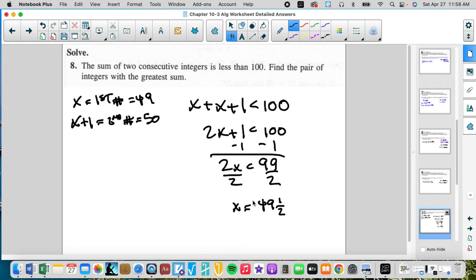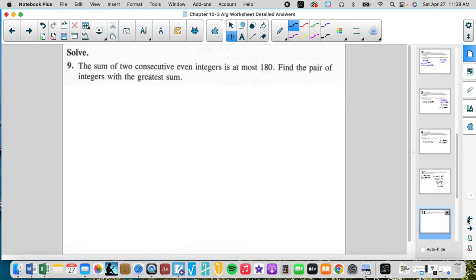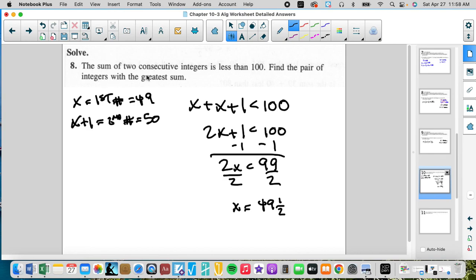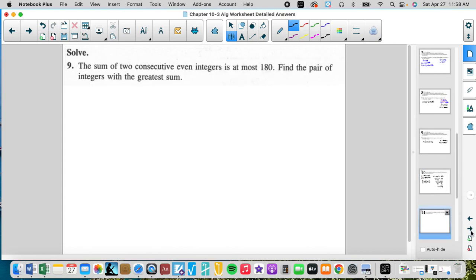If I chose x to be 50, we would have 50 and 51, and the sum of that would be 101, and it wouldn't be less than 100. Oh, sorry, let's read the question. Find the pair of integers. So we would say 49 and 50 in a solution set. I put it over here, but solution set's always good.